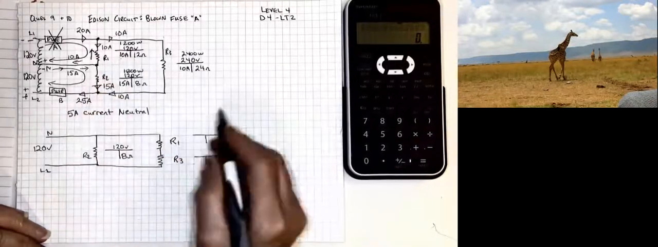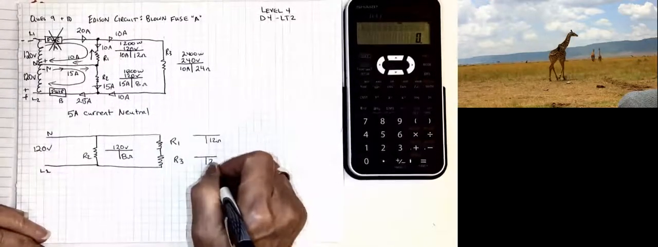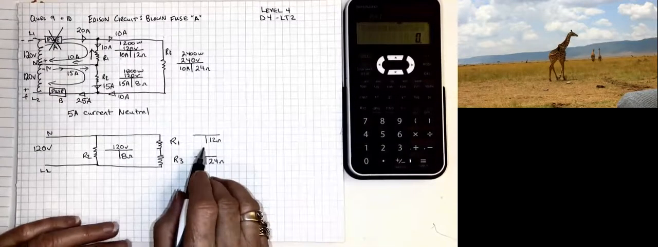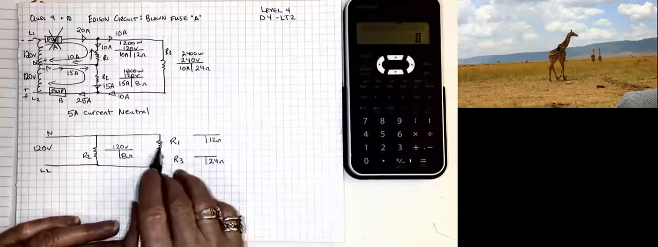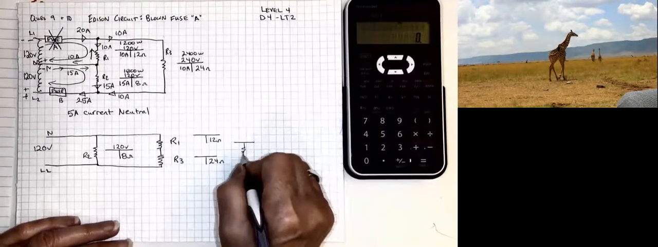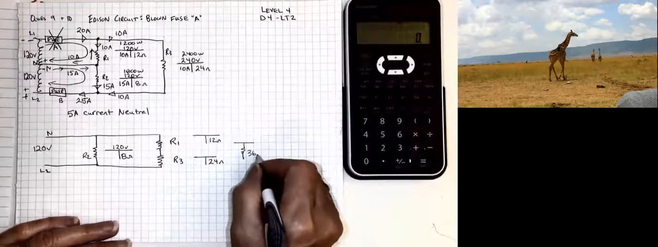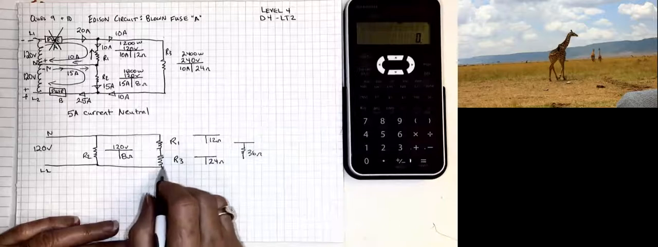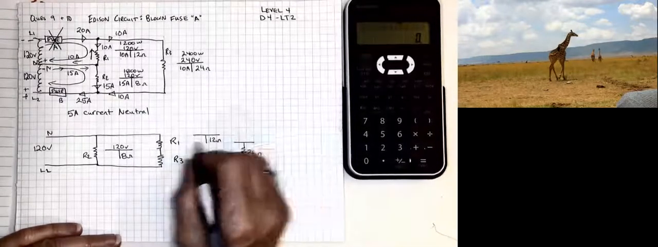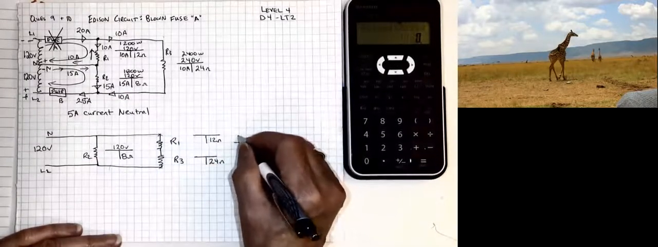R1 is 12 ohms, and R3 is 24 ohms. Because it's a combination circuit, I'm going to have to add these two together and get an equivalent resistance for them. Because they're in series, I can just add them. So that's 36 ohms in this branch 2, we'll call it, and it's getting access to all of the 120 volts. Doesn't see 240 volts anymore.